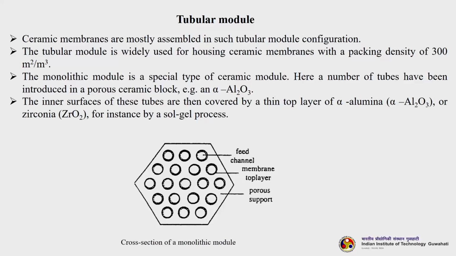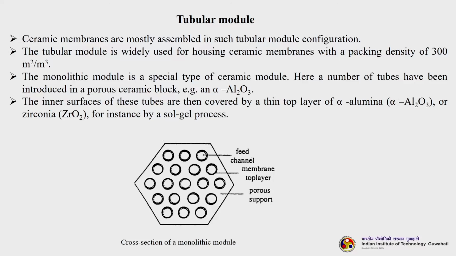Ceramic membranes are mostly assembled in tubular module configuration because it is easy to fabricate, and the tubular module is widely used for housing ceramic membranes with a packing density of 300 meter square per meter cube. It is a good packing density, not very high, not very low also. The monolithic module is a special type of ceramic module. I am specifically talking about tubular ceramic membranes and the module.